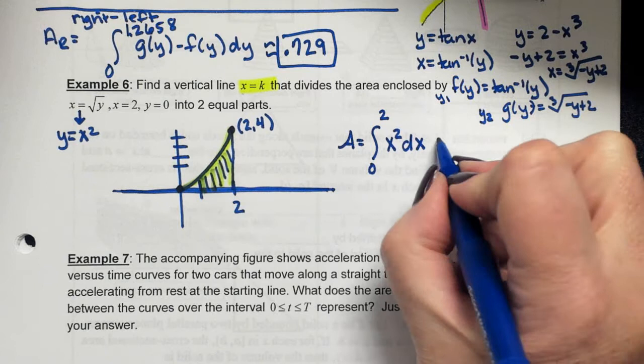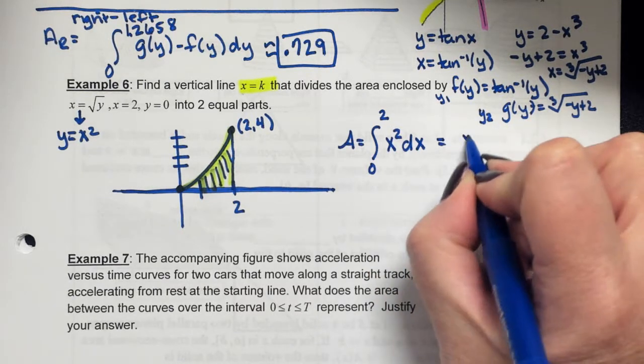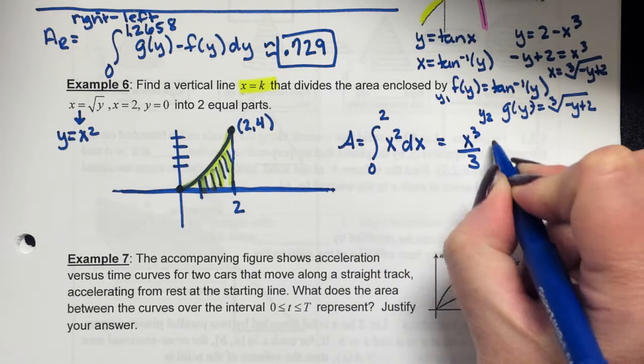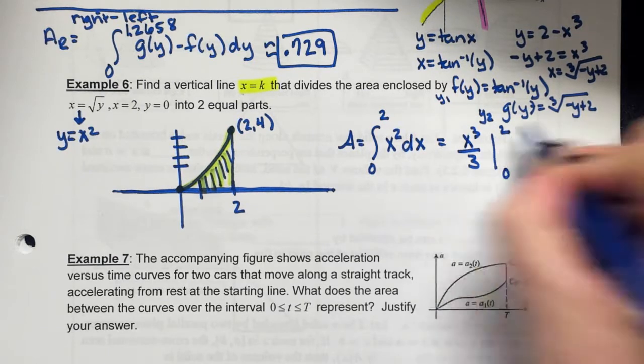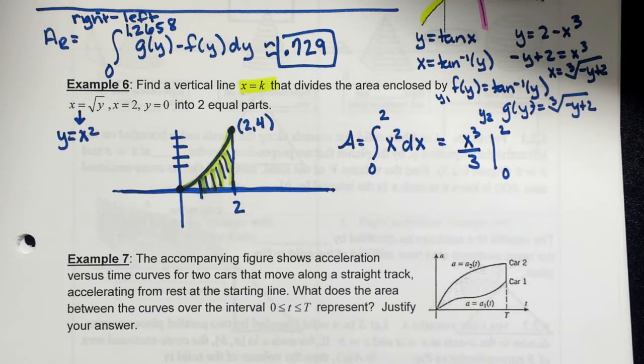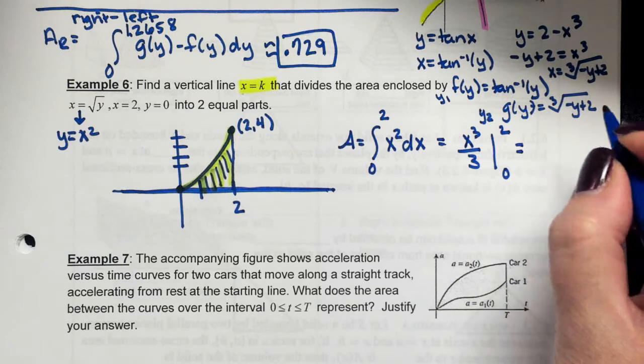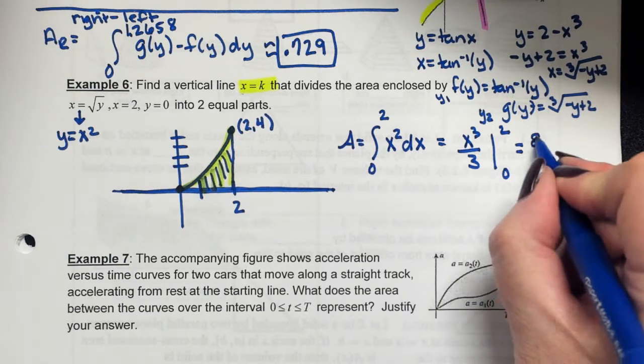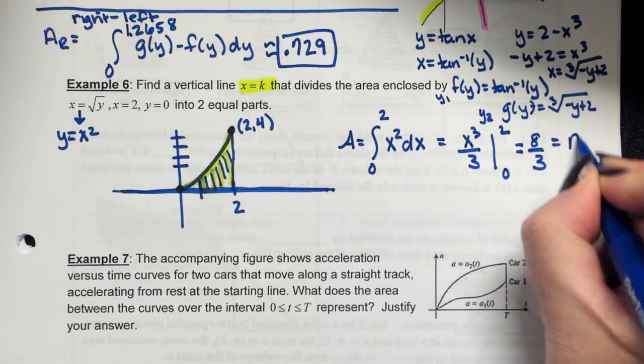So I'm going to have to integrate by hand. So again, when I integrate x squared, that's going to be x to the third over 3. And then I'm going to evaluate this from 0 to 2. So what is the area of this entire region? 8/3. So that's the area of the entire region.